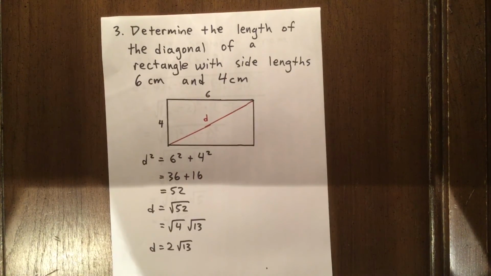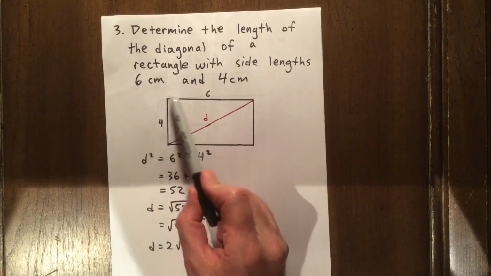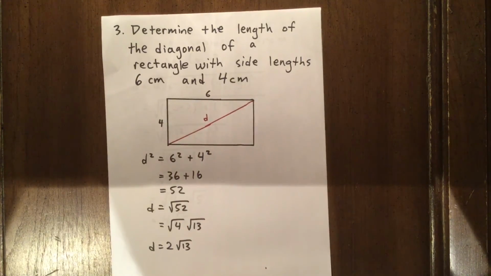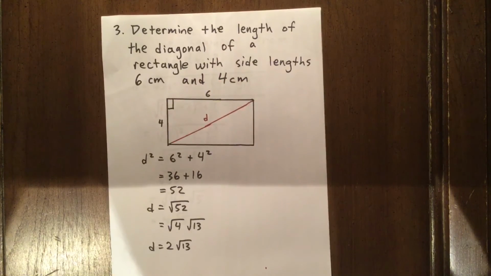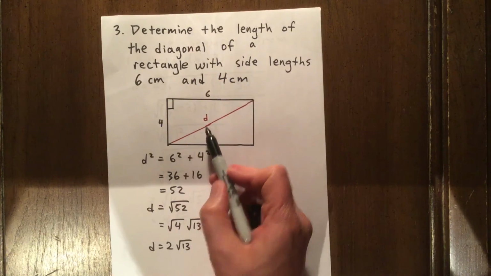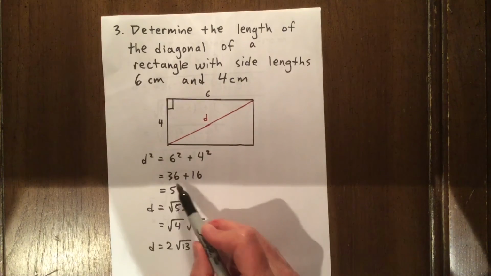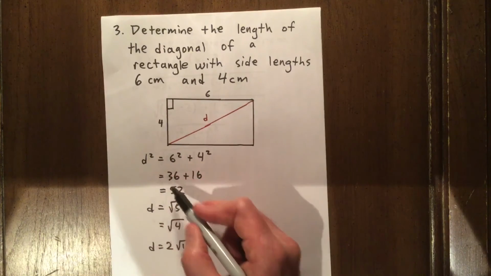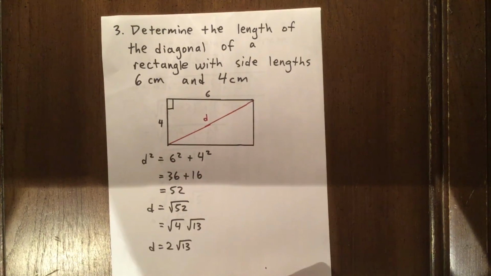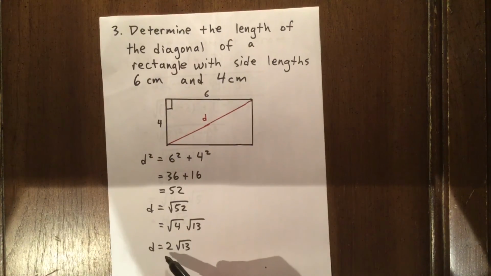And we'll end it with a couple of word problems. Let's determine the length of the diagonal of a rectangle that has side lengths of 6 and 4 centimeters. So here's a side length of 6, and here's a side length of 4, and I've got a diagonal up the middle. Well, since it's a rectangle, we know that's a right angle. So we can use Pythagorean Theorem. D squared equals 6 squared plus 4 squared. 36 plus 16 is 52. That means if d squared is 52, that d is the square root of 52. And 52 is 4 times 13, and I can simplify it as 2 root 13.